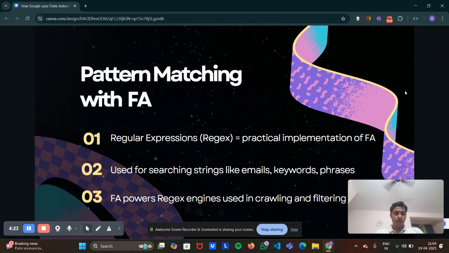Regular expressions or regex is the practical implementation of finite automata. It is used for searching strings like emails, keywords, and phrases.